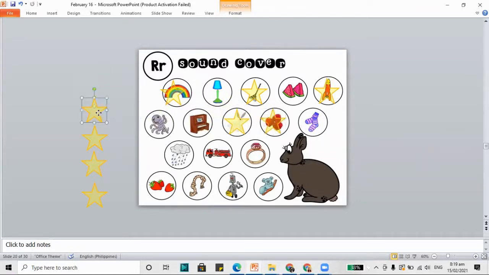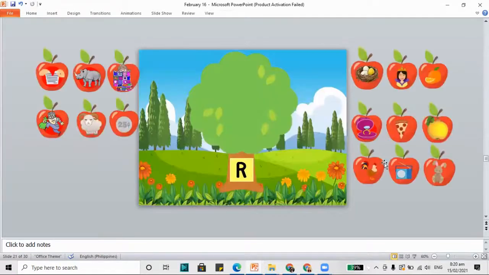Raspberry begins with R. Socks doesn't begin with R. Rain begins with R. Fire truck doesn't begin with R. Ring begins with R. Strawberry doesn't begin with R. But rope begins with R. We also have the robot. Robot begins with R. And koala doesn't begin with R. So those are some pictures with the r sound. And let's do our lesson.